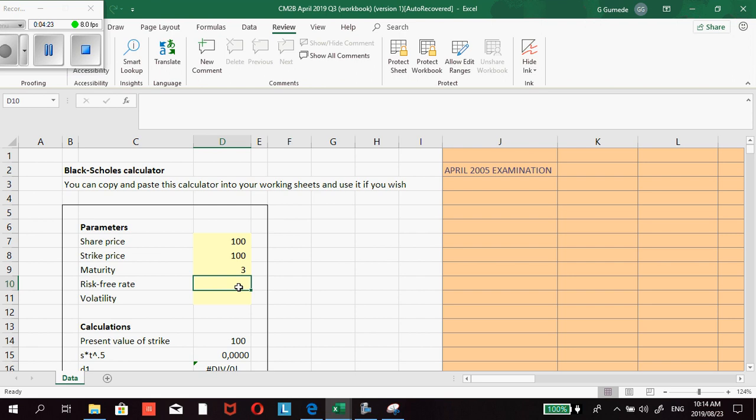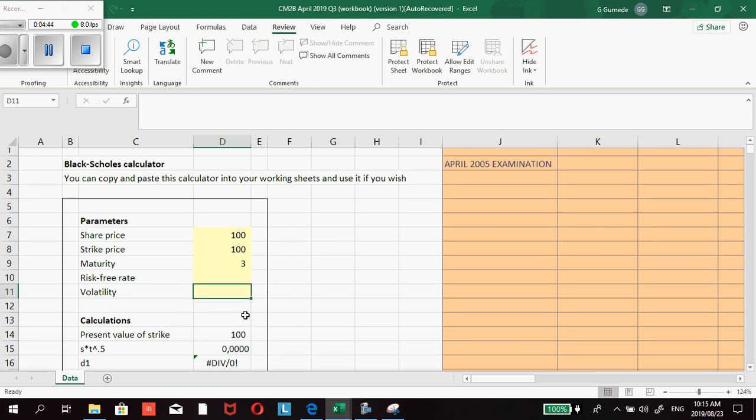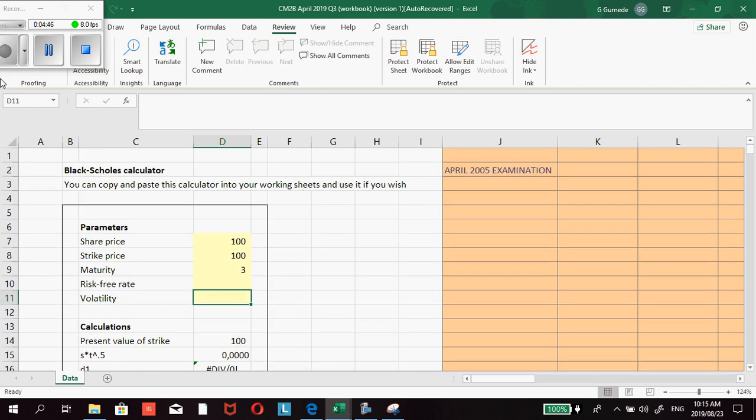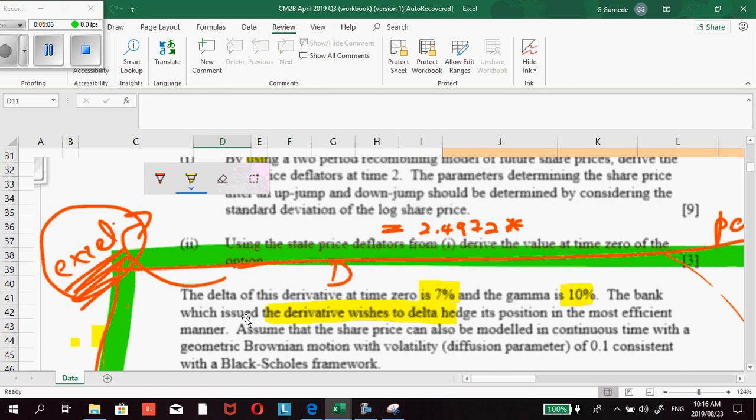And my risk-free rate is 10%, if I'm not mistaken. Okay, my risk-free rate was given in the question. Let me make sure I'm punching the correct risk-free rate. Sorry, the risk-free rate is 5%. So that is what I'm going to substitute here. So I'm going to put 5 here, and you are given the volatility.